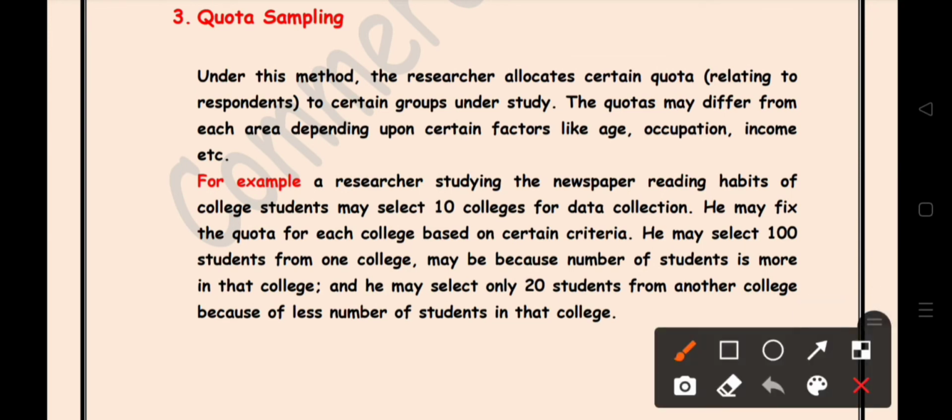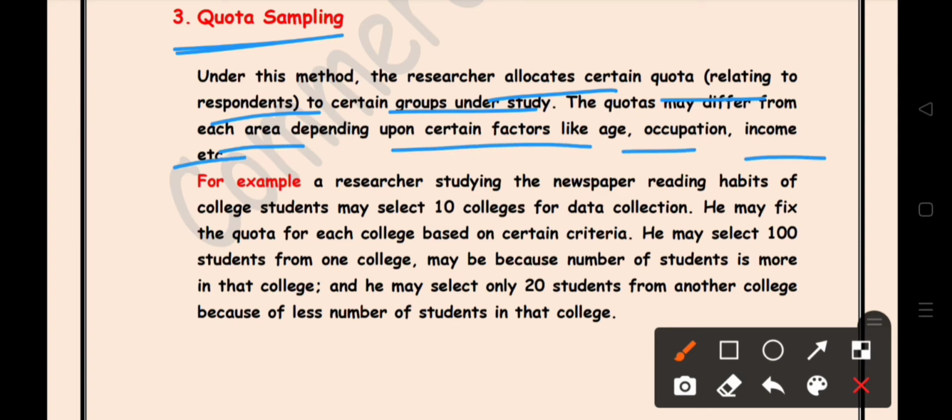Then next, quota sampling. As the name is given, for this sampling a researcher fixes a particular quota to select the respondents or the sample. Under this method, the researcher allocates a certain quota relating to the respondents to certain groups under the study. The quota may differ from area to area depending upon certain factors like age, occupation, and income.